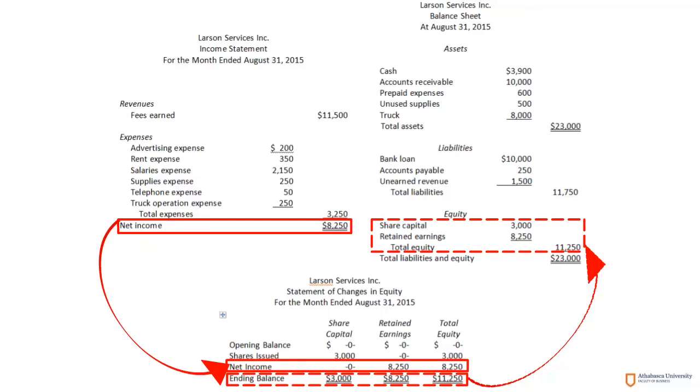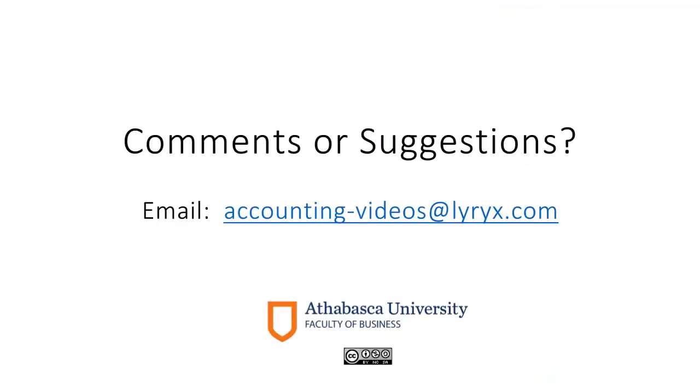The income statement and the statement of changes in equity are both included in the equity section of the balance sheet. The justification for including separate statements for each of the income statement and statement of changes in equity is to provide greater detail. And that concludes problem 1-4.